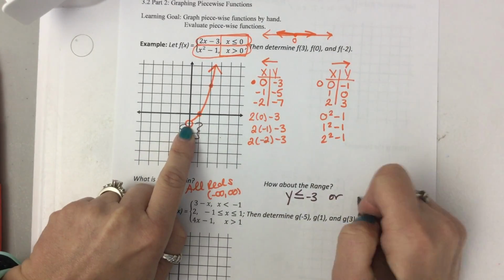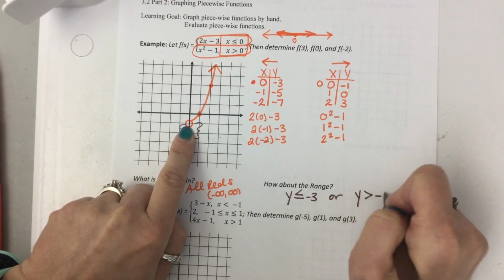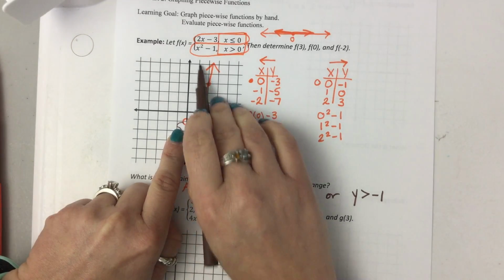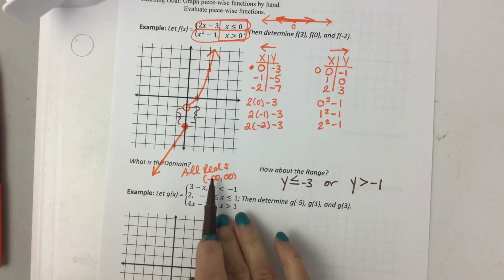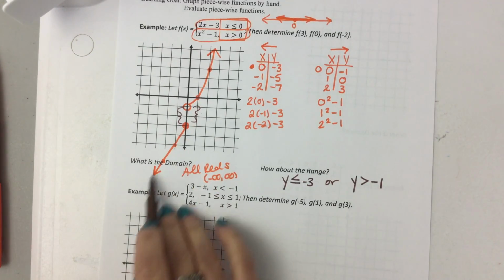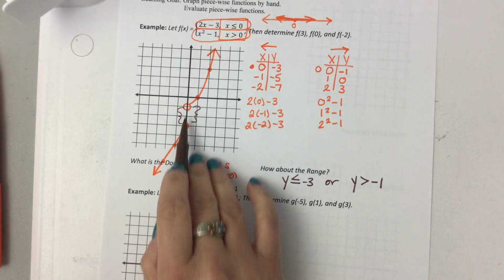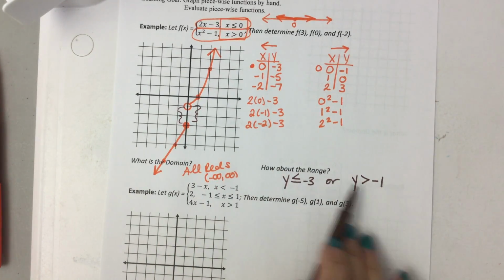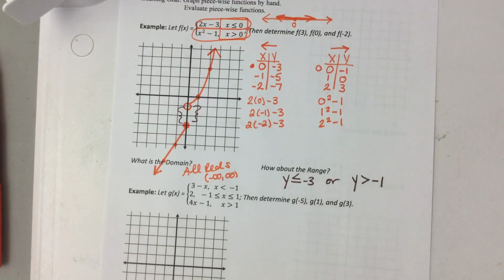Or, now it starts here, y is greater than -1. It's not included because it's an open circle, but it goes upwards. So the domain, we can have all real numbers. If you notice, this includes the left. We go to here, this is open, but this is filled in, and this continues to the right. So all of the x's are used, but there is a space in the y.